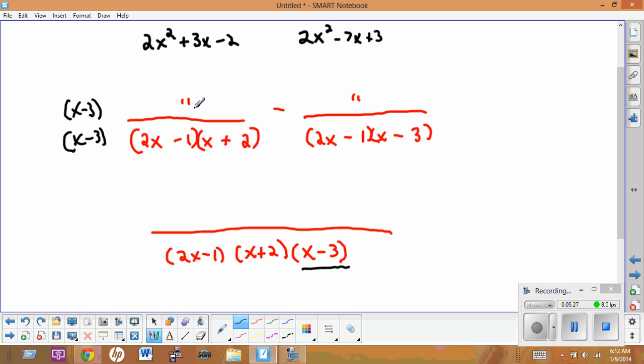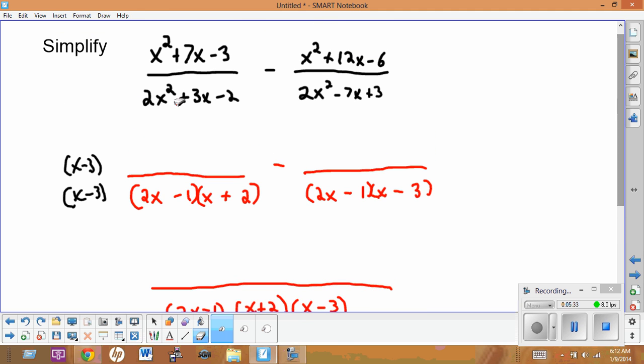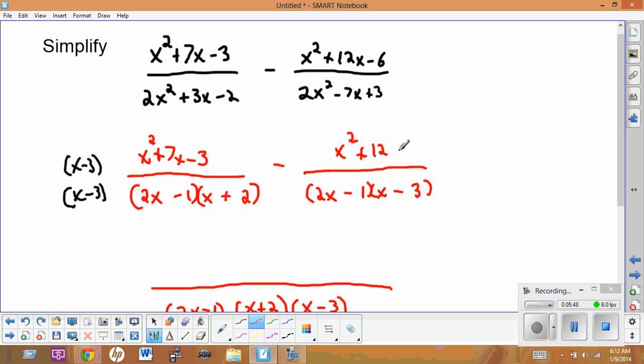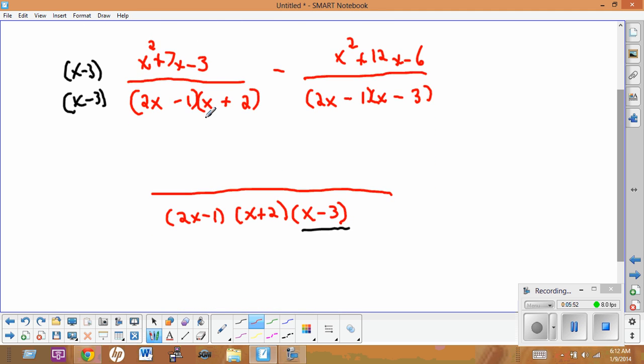And in retrospect, I should have brought that number down. It'd be easier to see and multiply. So I'm going to go ahead and just do that right now. I'm going to go back and put in the x squared plus 7x minus 3 and the x squared plus 12x minus 6. I'm going to put those back in. It'll make our work a little bit easier here.